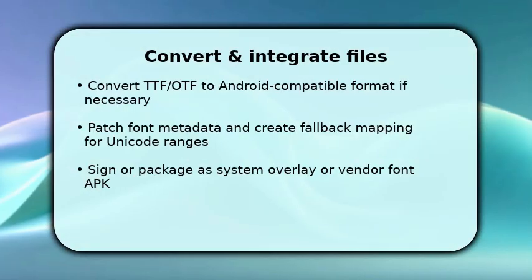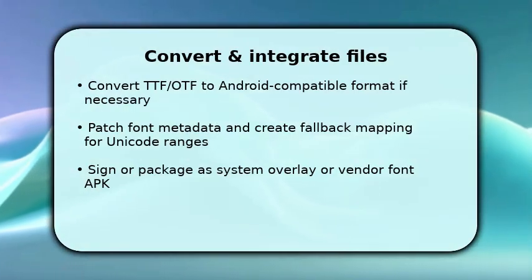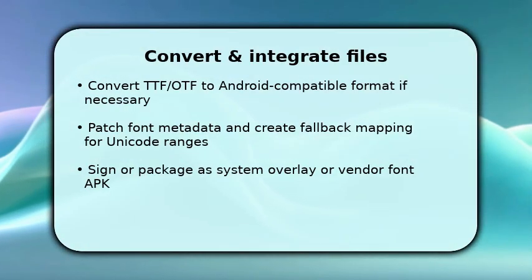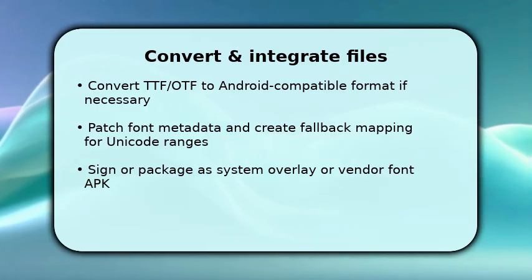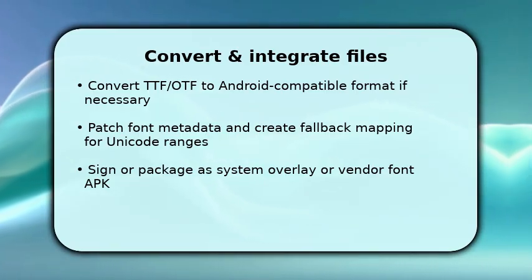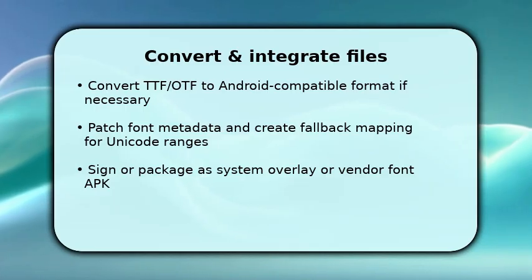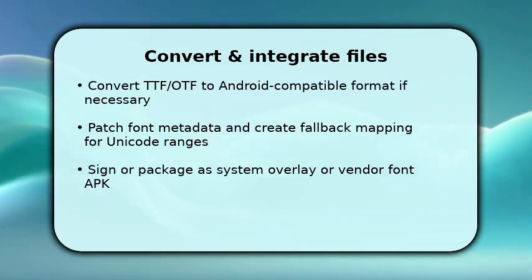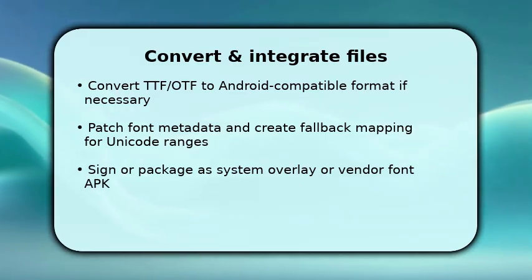Now you convert and adapt the iOS font for Android. Use FontForge or a conversion tool to ensure proper tables and CID mapping. Then patch the font metadata to match Android expectations and build a fallback map so emoji code points resolve correctly across apps. After that, package the font either as a signed system font APK or as a vendor overlay.